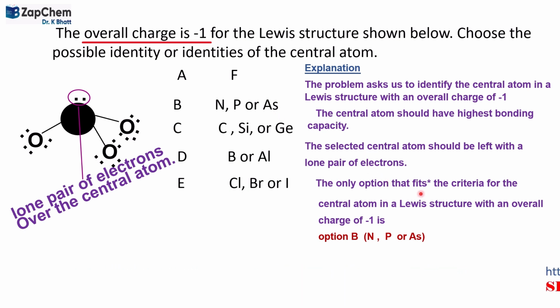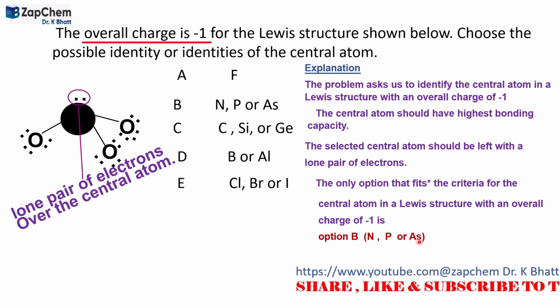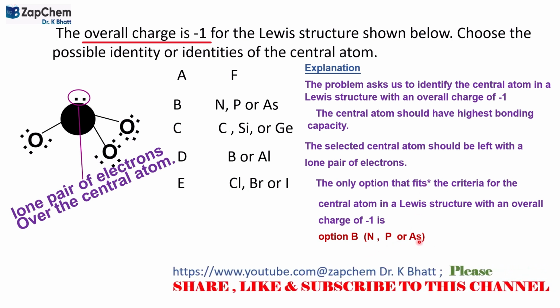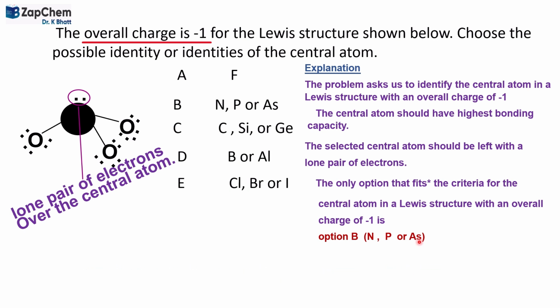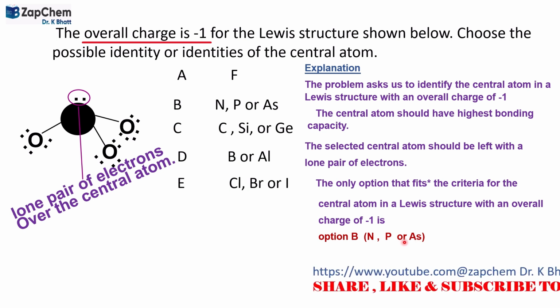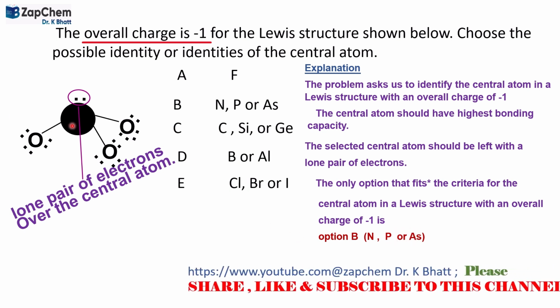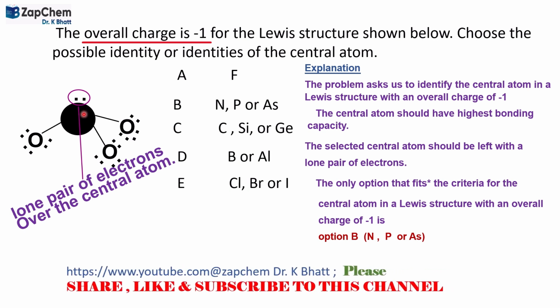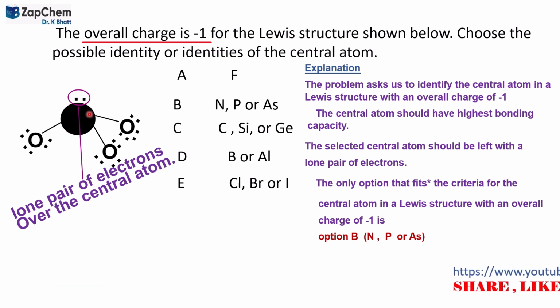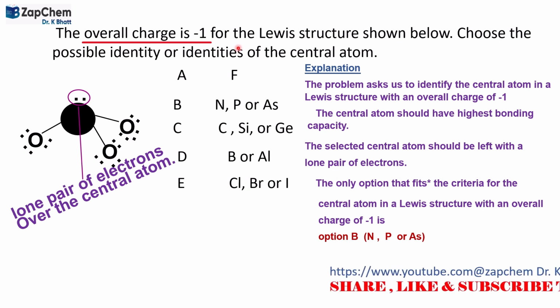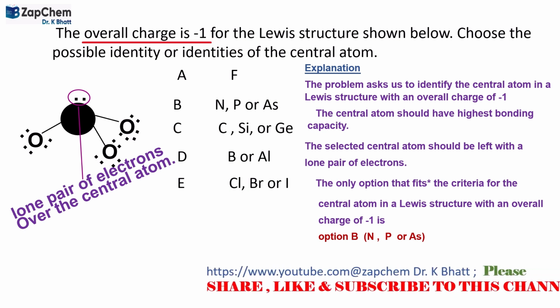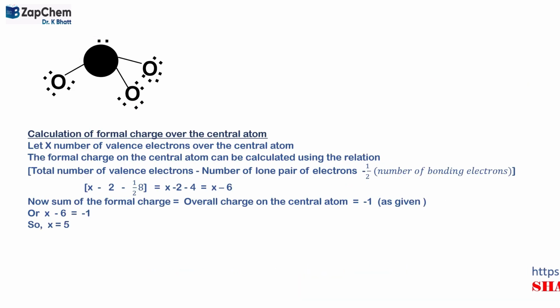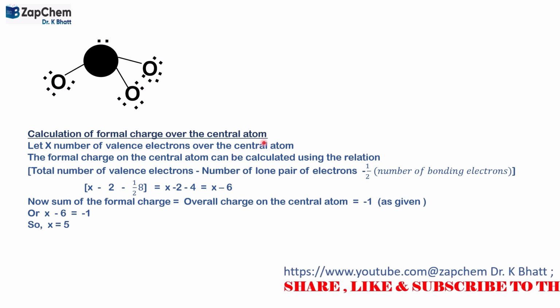लेकिन हमको ये देखना पड़ेगा कि इसमें किस प्रकार से ये नाइट्रोजन, फास्फोरस या आर्सेनिक सही प्रकार से सेंट्रल एटम की भांति कार्य करेगा. इसके लिए जरूरी ये है कि हम एक फॉर्मल चार्ज देखें कि इसमें कितना होता है. Then the total formal charge over the central atom will be equal to the overall charge, which is given as -1. So we perform certain calculations relating to the formal charge over the central atom.